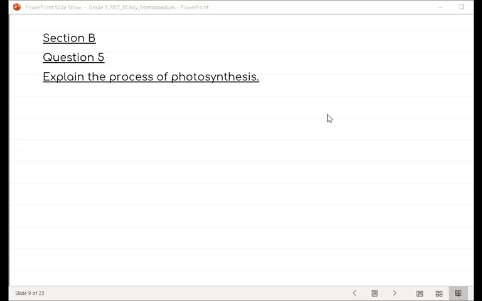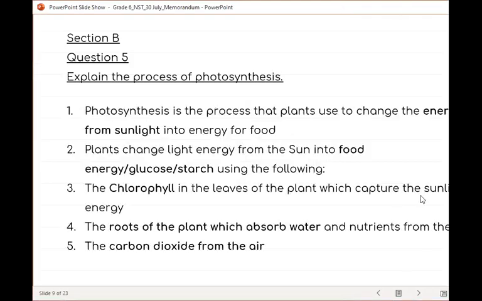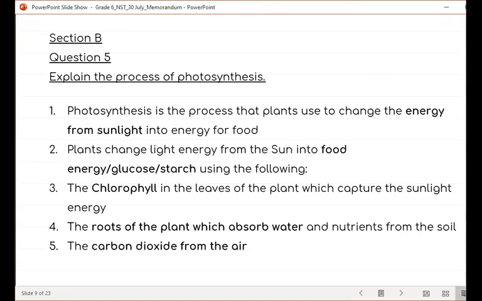Okay, awesome. So we are going to look at how we're supposed to answer this question. So here's my answer. Firstly, remember I said the question was out of 5. It says explain the process of photosynthesis. Firstly, photosynthesis is the process that plants use to change energy from the sun into food. If you mentioned the type of food that the plant makes, which is either starch or glucose, then you would get a mark. But the main thing for your first mark is to talk about the energy from the sun. So if you spoke about the energy from the sun, then you would get 1 mark.